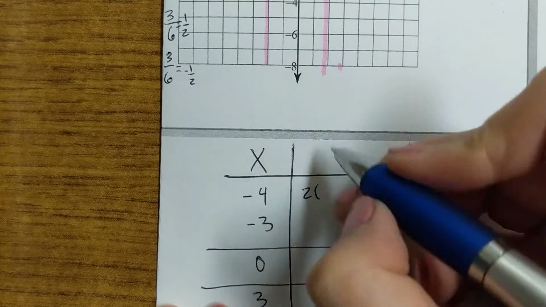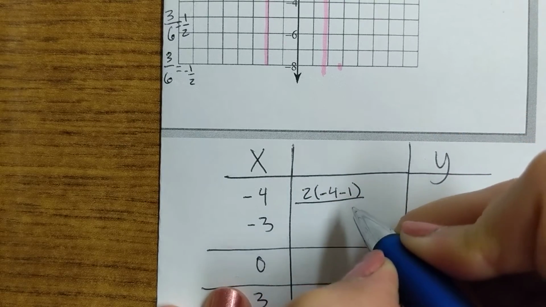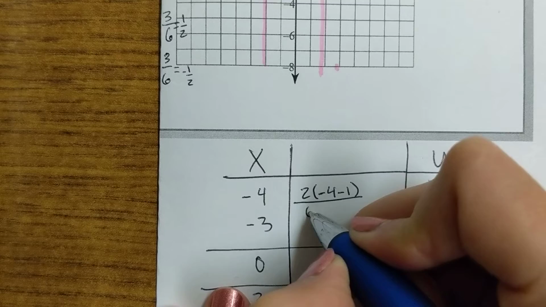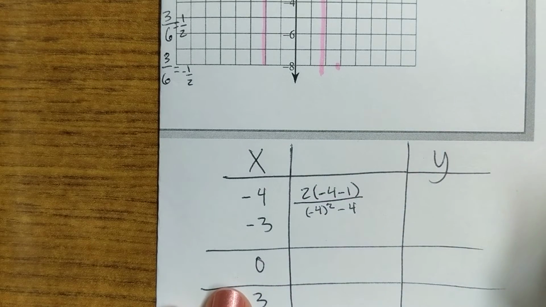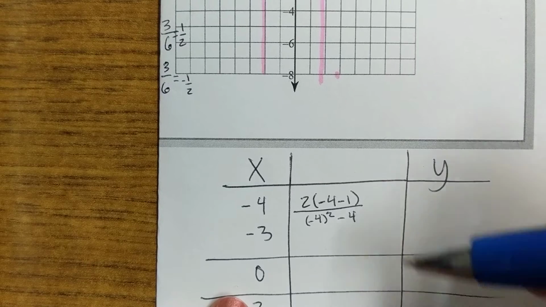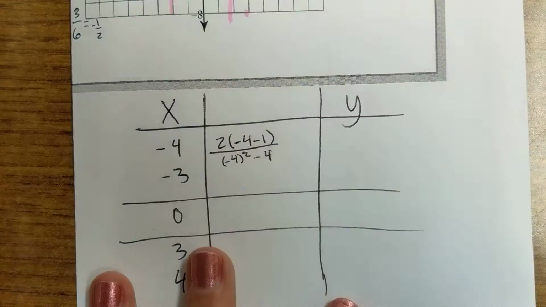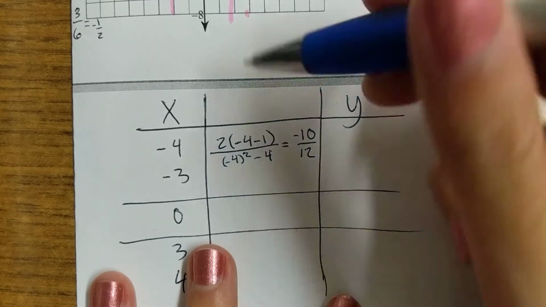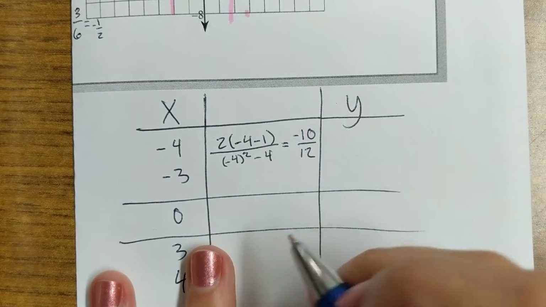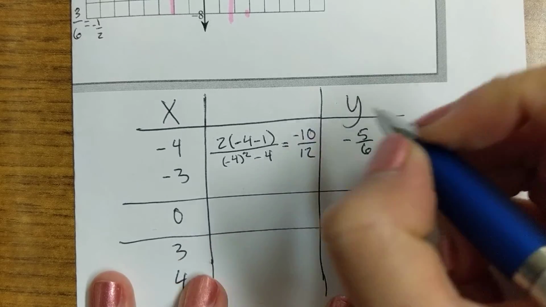2 times -4 minus 1 over -4 squared minus 4. I think it might actually be easier to plug these in to the non-factored version. All right, that gives me negative 10. Negative 5 times 2. 16 minus 4. Okay, over 12, which is negative 5 over 6.